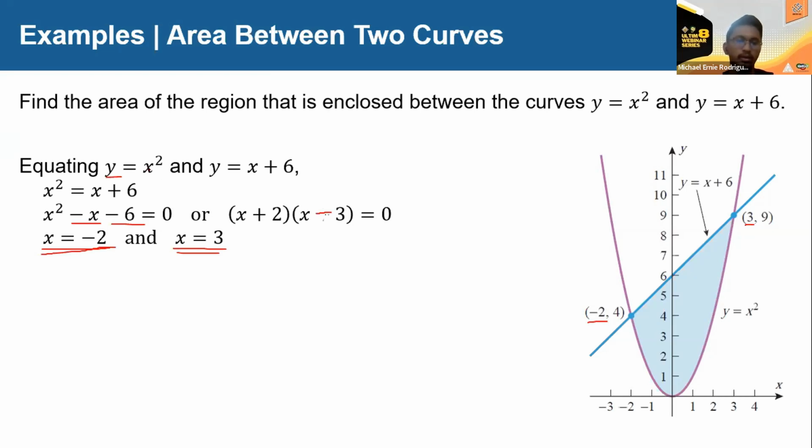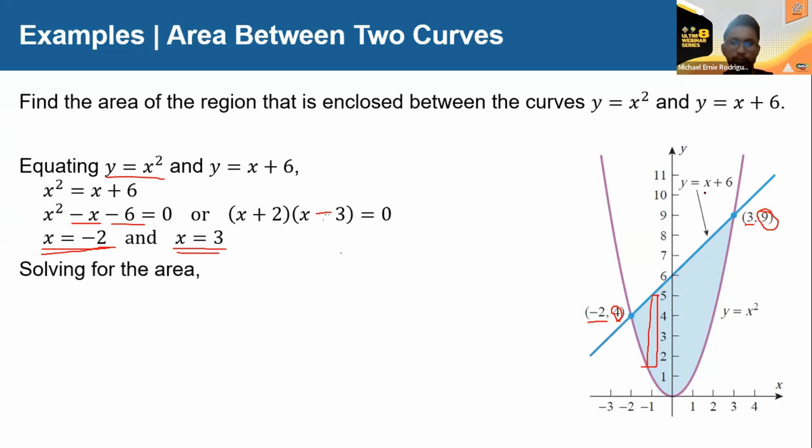Okay? Dito. So negative 2 squared is 4. Okay? And then 3 squared is 9. Okay, so kompleto na yung ating points, no? Pero hindi natin kailangan yung y. So kailangan natin dito is x since we will use a vertical strip. Okay? So we solve for the area.